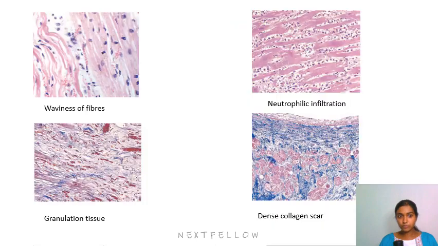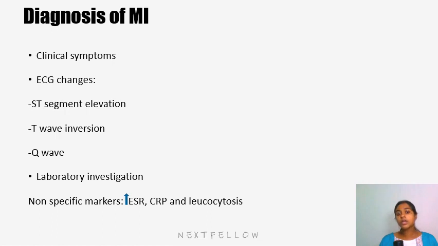Okay. So these are the microscopic features. Waviness of the fibers is the first microscopic change, which is seen in less than 4 hours. Neutrophilic infiltration is seen within 3 days, okay, within 72 hours. Granulation tissue starts to occur from the 7th to 10th day, and there will be a dense collagenous scar which occurs within 2 months. So coming to diagnosis of MI, the diagnosis of MI mainly depends upon the clinical symptoms.